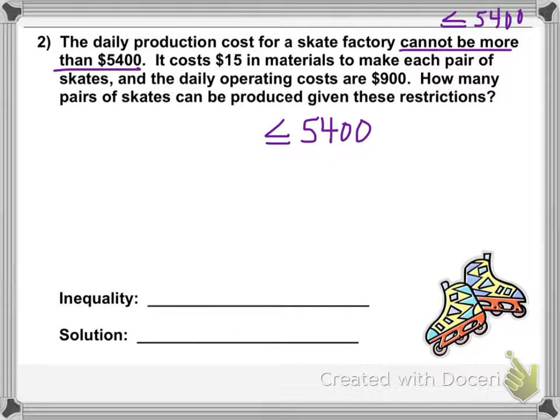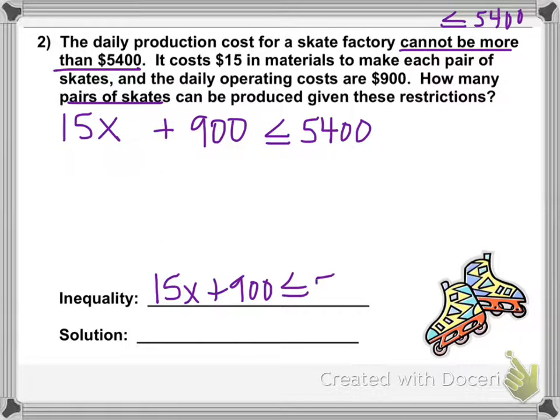It says it costs $15 in materials to make each pair of skates, and the daily operating costs are $900. So to be less than $5,400, we have $900 in operating costs plus $15 for each pair of skates. So X is going to represent how many pairs of skates we need to figure out. So we're going to go ahead and solve this inequality.